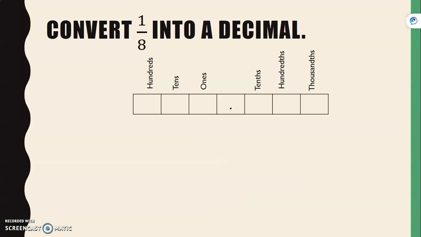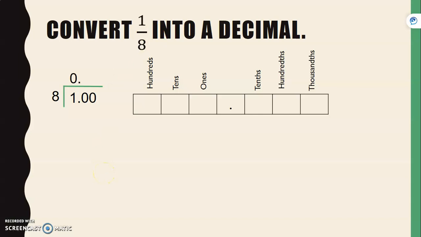All right, now what if we find a fraction where we really don't know if the denominator can go to a 10, 100, or 1,000, and we're really stuck? Well, our last option is long division. What we can say is this is 1 divided by 8. To write that out in long division, 1's on the inside, which is the numerator, and 8's on the outside, which is the denominator. Now, I wrote 0.00 because I know that this is going to be a decimal, because this is less than 1.